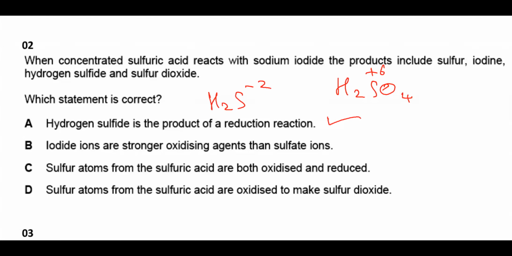Stronger reducing agents. खुद ऑक्सीडाइज होता है. C, sulfur atoms from the sulfuric acid are both oxidized and reduced. नहीं. सल्फर जो है H2SO4 में अपनी मैक्सिमम ऑक्सीडेशन स्टेट में, तो इट कैन नॉट अंडरगो फर्दर ऑक्सीडेशन. Next, sulfur atoms from the sulfuric acid are oxidized to make sulfur dioxide. They are reduced. They cannot undergo further oxidation. ठीक है? So the correct option for this question is option A.